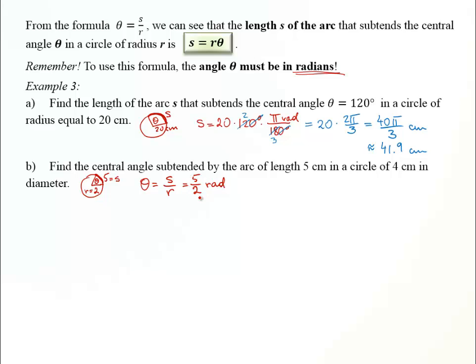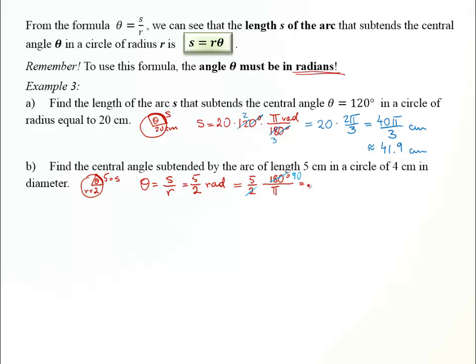But what's 5 over 2? Maybe we would wish to have this answer in degrees. So in order to convert to degrees, we go 5 over 2 radians in the bottom, so it's pi and 180 degrees. Now we can reduce the 2 with 180, leaving 90 here.